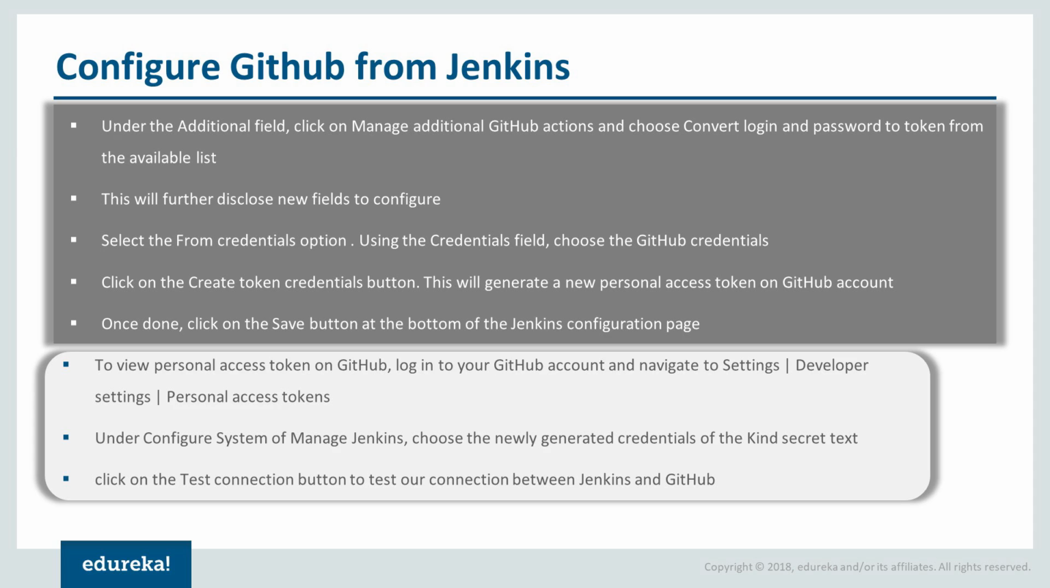So again, this will further disclose new windows and new fields for you. Select the from credentials option and choose GitHub credentials, create the token, and this will generate a new personal access token on your GitHub account. Once that is done, you just save by clicking on the save button.